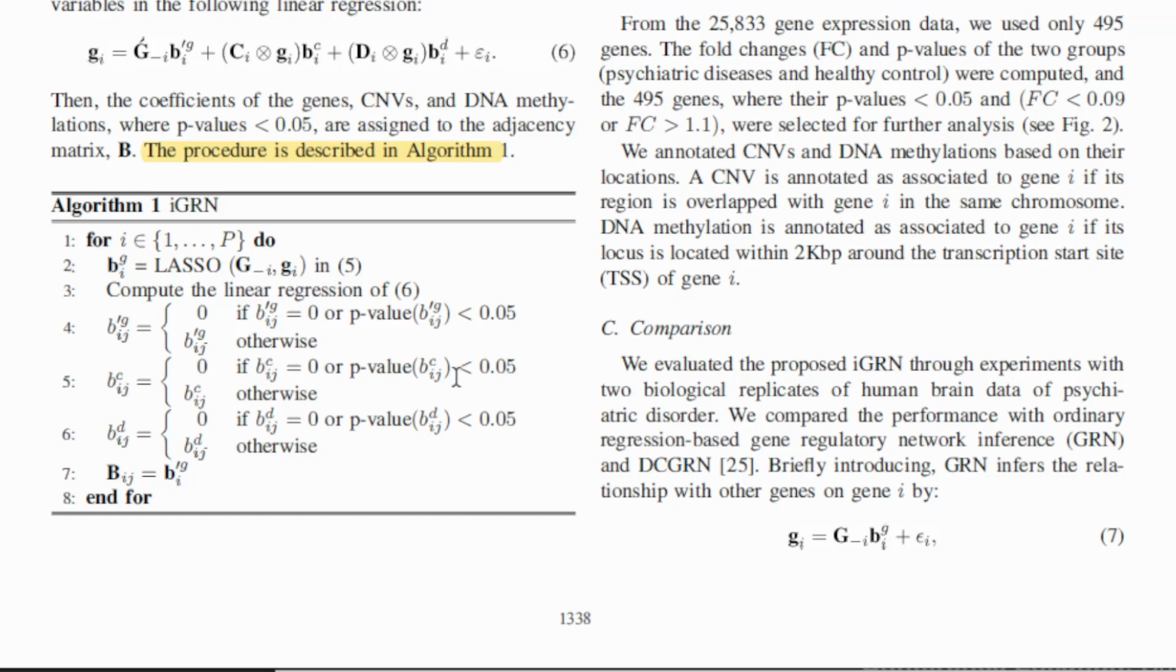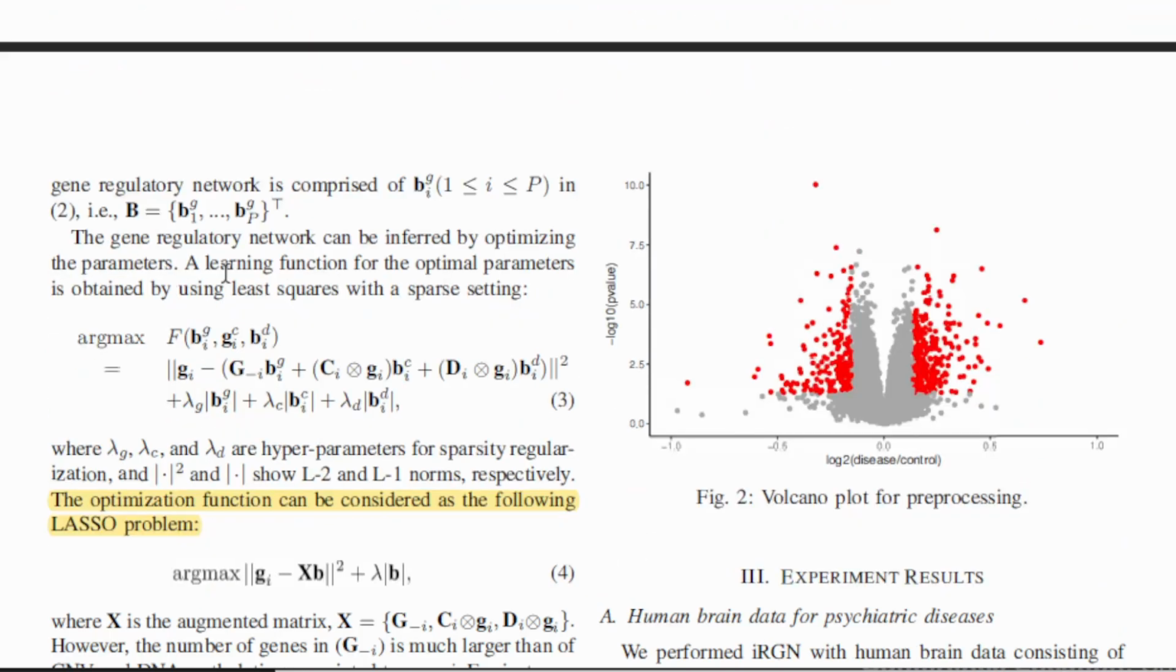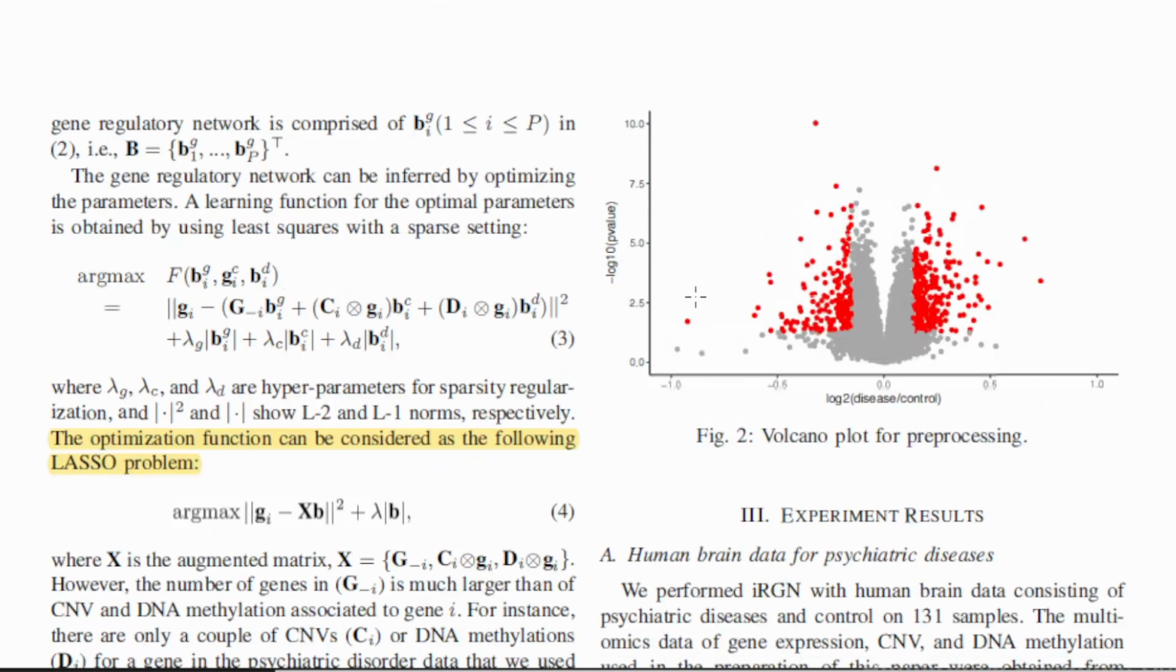Log 2 disease over control. Figure 2, volcano plot for preprocessing.